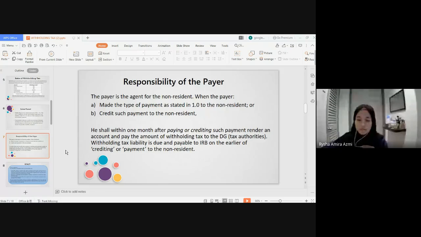Paying or crediting means that sometimes we credit in our account, for example, when using a check. But it is not the date the non-resident received the check; it is actually when we credit our account for the payment to the non-resident person. Okay, so next.